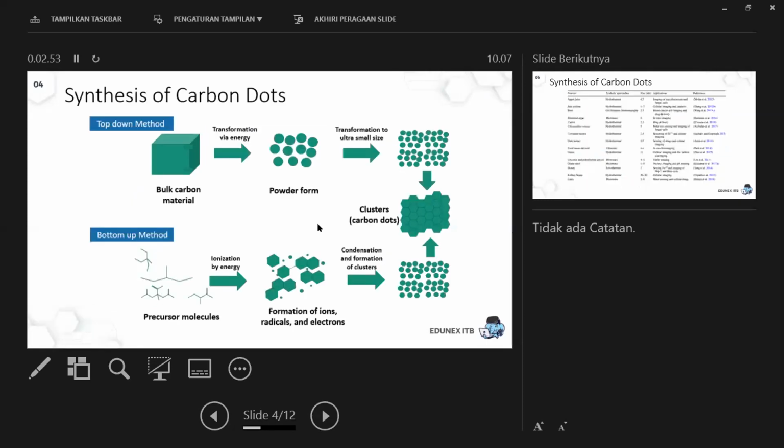Generally, carbon dots can be fabricated using top-down and bottom-up methods. The top-down approach is one by which carbon dots are generally formed through a chemical or physical cutting procedure of relatively microscopic carbon structure.